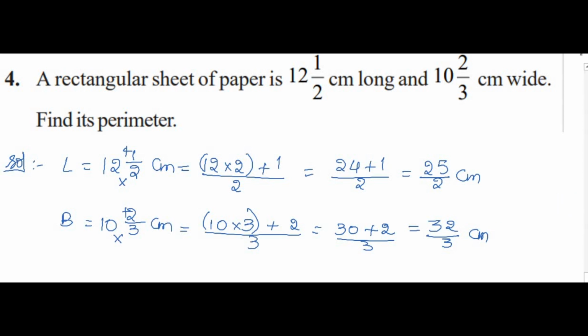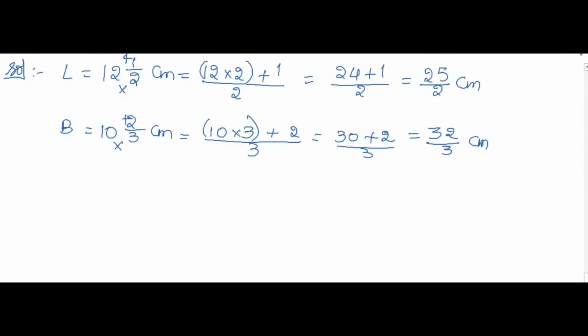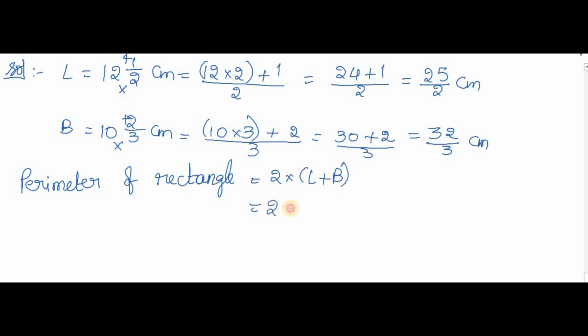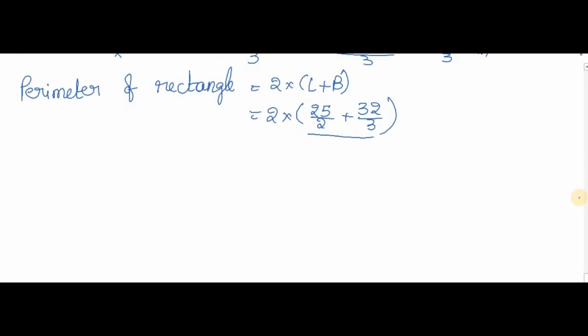So here he just asked directly for the perimeter. What do you mean by perimeter of a rectangle? Do you remember the formula of perimeter of rectangle? Yes, correct students. Perimeter of rectangle formula is 2 into (length plus breadth). So 2 into, what is the value of length here? 25 by 2 plus breadth value is 32 by 3. So first we will solve this addition and then we will multiply that answer with 2. Okay.